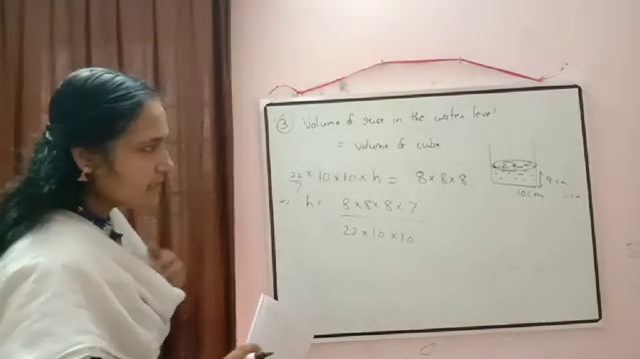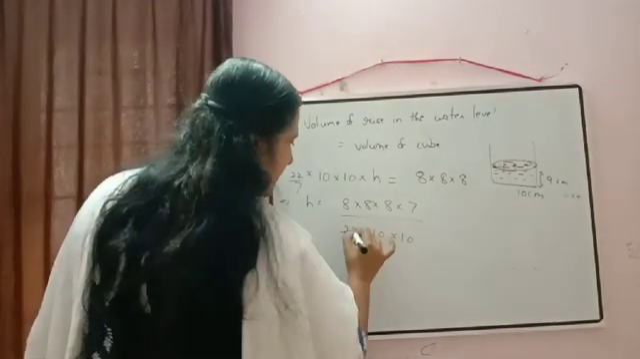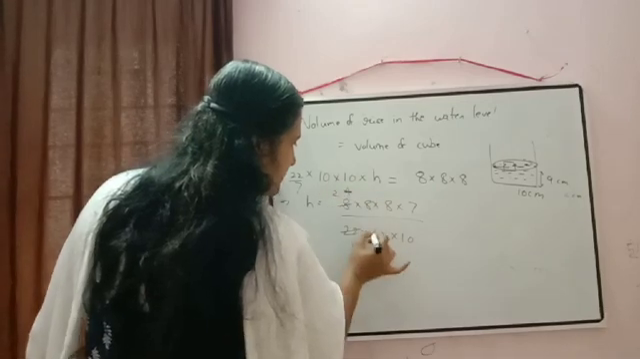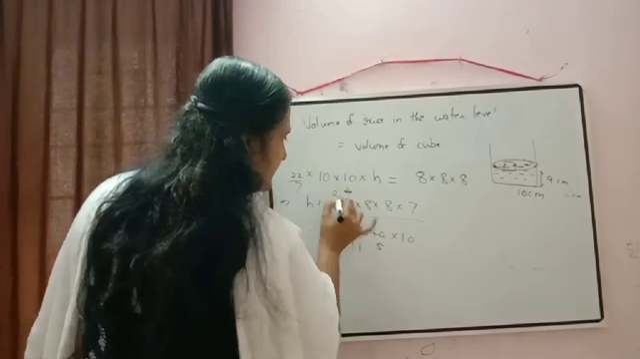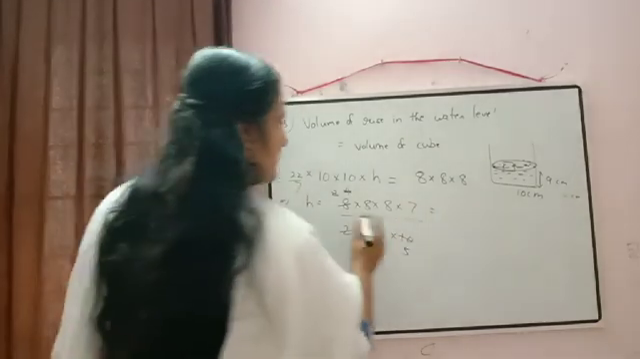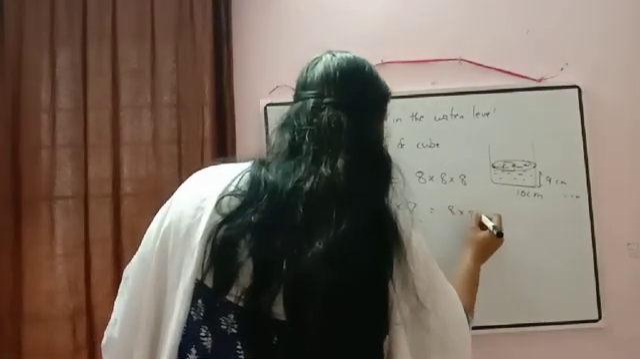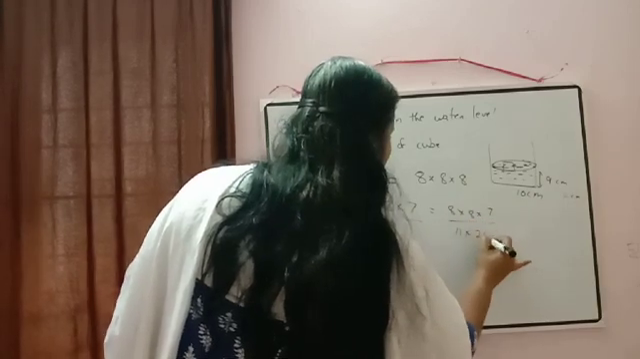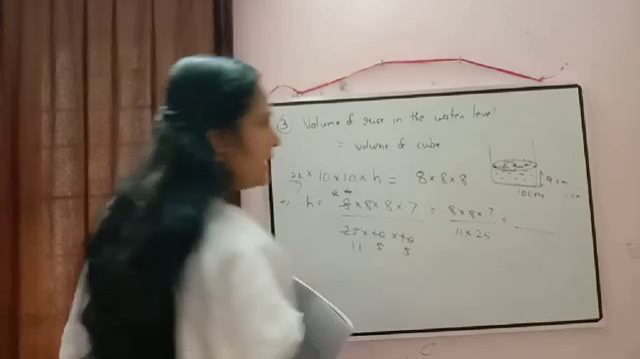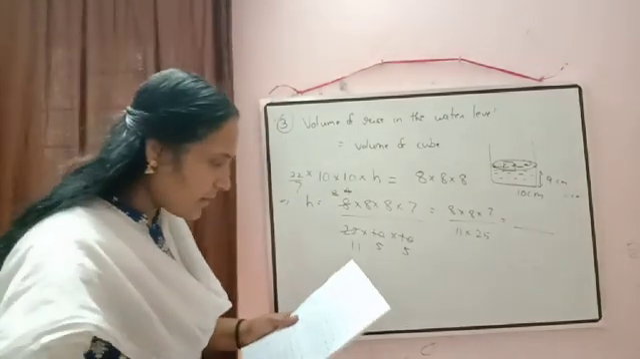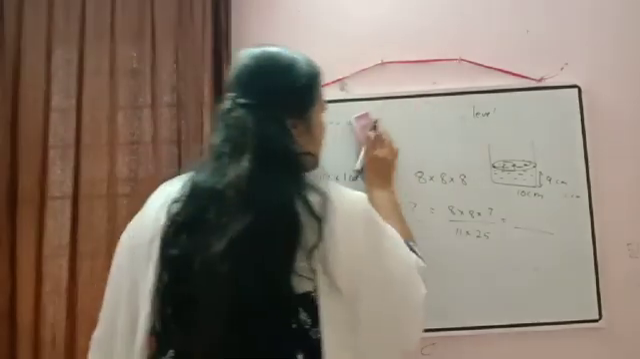Now if cancellation is possible, you can cancel it. 2 ones are 2, 2 fours are 8 here. 2 twos are 4, 2 fives are 10, 2 ones are 2, 2 fives are 10. So remaining it will be equal to 8 into 8 into 7 by 11 into 5 into 5, which is equal to 25. Now I think the remaining calculations you can do by yourself. Okay, now we'll check the next question.